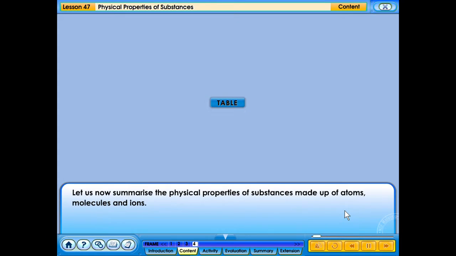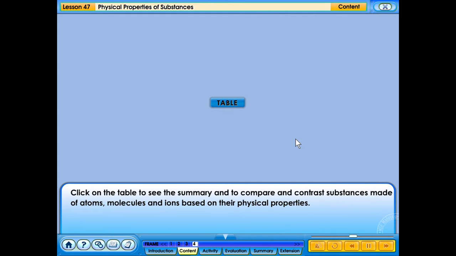Let us now summarize the physical properties of substances made up of atoms, molecules, and ions. Click on the table to see the summary and to compare and contrast substances made of atoms, molecules, and ions based on their physical properties.